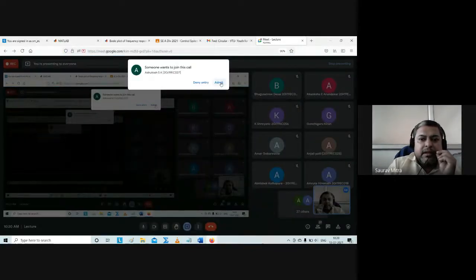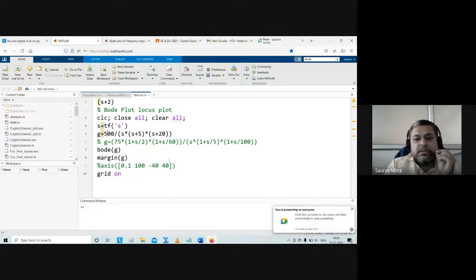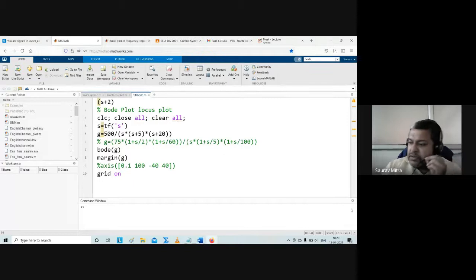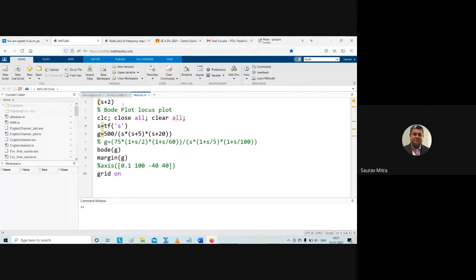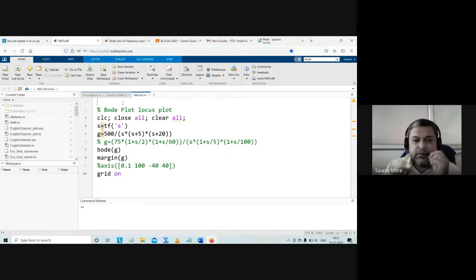So I think the font is visible. I have made the font bigger. This is our first transfer function for today, and we are going to see many like this. At the top there is an s plus 2, you have to ignore it. There is nothing difficult we are going to do in the lab session, but we will see many cases which will help us in plotting the Bode plot in an easier fashion.